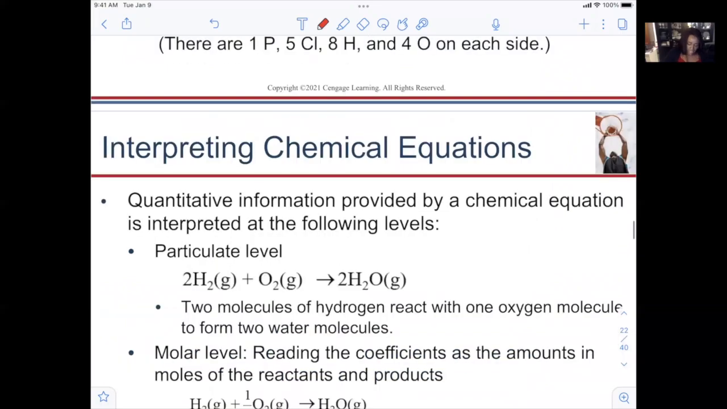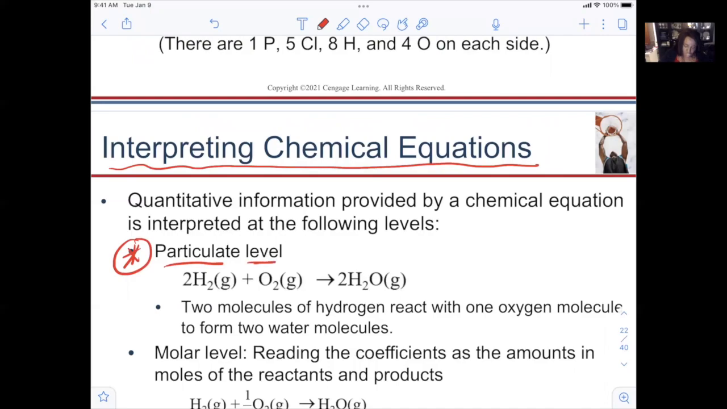Okay. Now we want to look at interpreting the chemical equation because this is part of your homework questions. When you're looking at a chemical equation, what information is being given to you? It depends on the context, right? You have particulate level and you have molar level. So they're telling you here that there are 2 main levels you want to be thinking about when you're trying to describe the chemical equation.